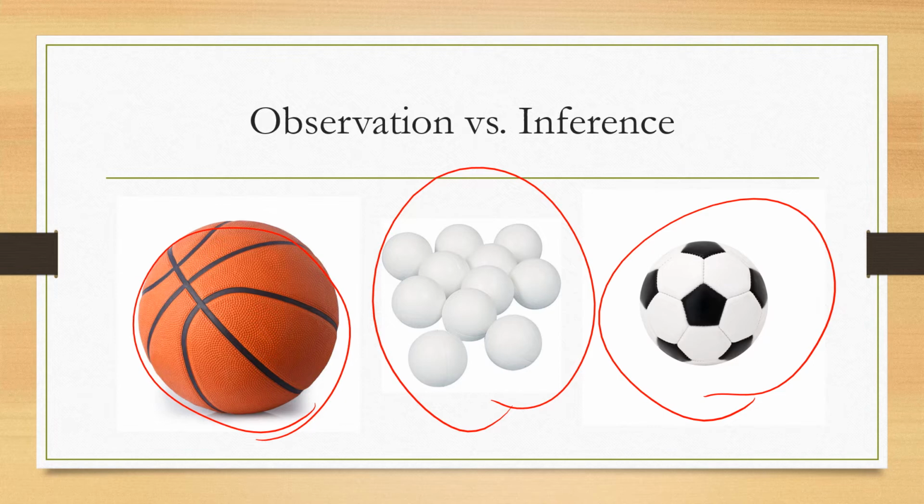Each object is used in a different sport. What do you think about that one? Some of you might have said observation, some might have said inference. It can be either, depending on how you are making that statement or why you are making that statement. If you are actually observing them being used for different sports, then that's an observation. If you are inferring it because of the difference in the types of balls that they are, then that would be an inference rather than an observation. So it depends.